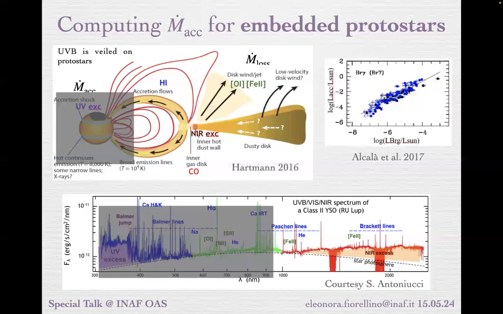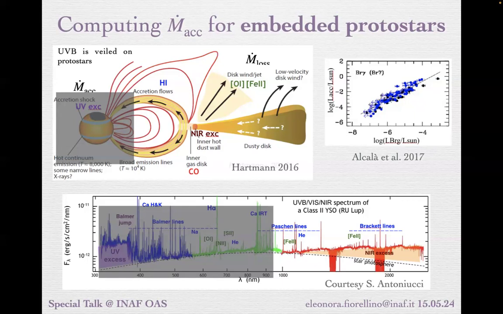Here you can see an example of the Brackett gamma line, which is the strongest, the brightest accretion tracer in the near infrared. So the idea was to start from this and find a way to determine the accretion luminosity and then also the mass accretion rate. Even if for the mass accretion rate it's more difficult, because you need also the stellar parameters, not only the accretion luminosity.